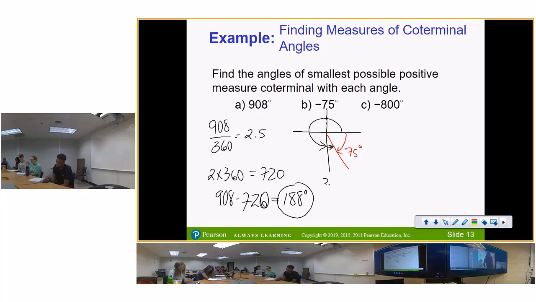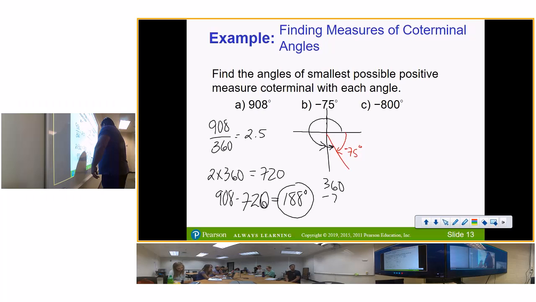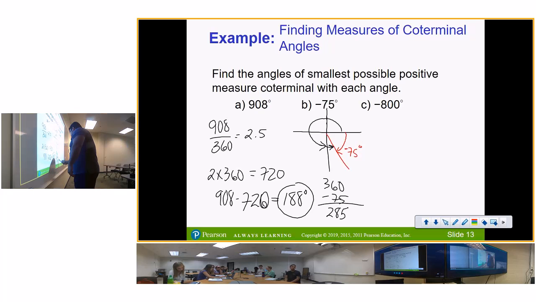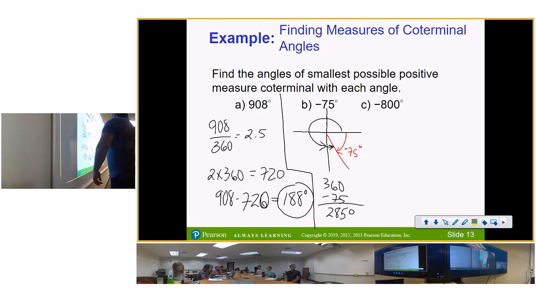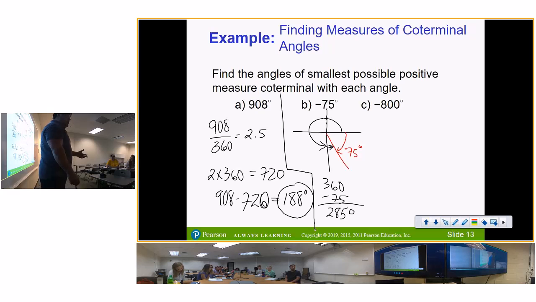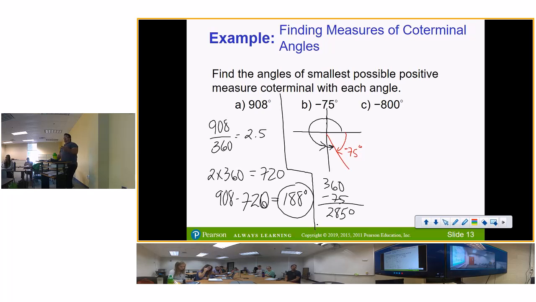360 minus 75 is what? 285 degrees. Now, here's the funny part. Remember me telling you that in the real world you never use decimal degrees on site?